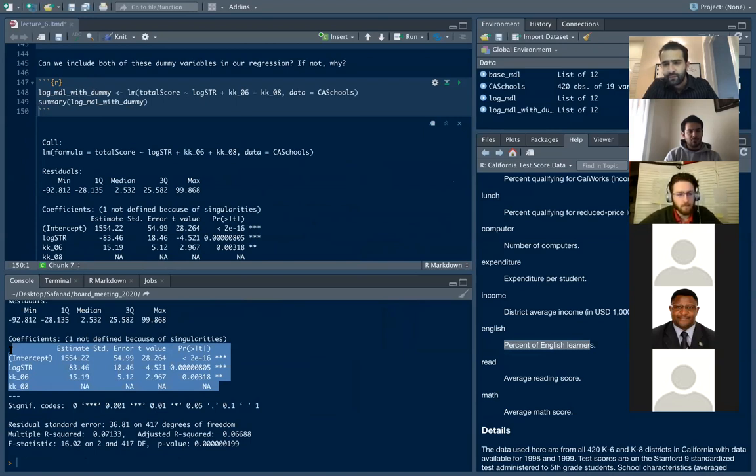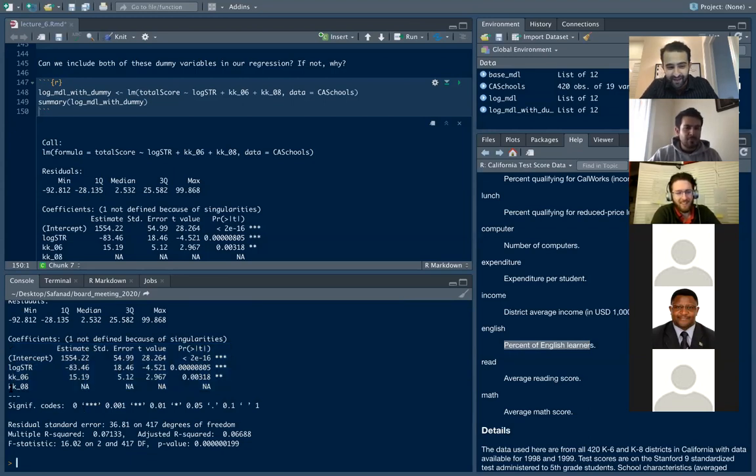You guys all see that? Were you able to run that? Yes. Okay. KK08 gets a coefficient of NA. It's missing, right? You guys all see that? KK08 is missing. Okay.